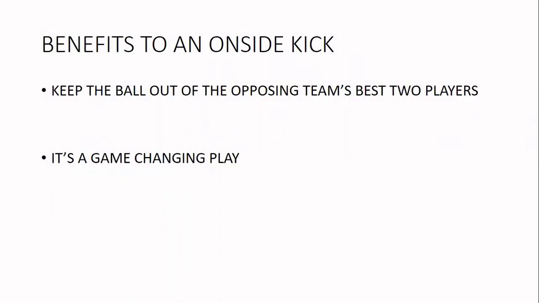Here are some benefits to kicking the onside kick. First thing, you keep the ball out of the opposing team's best two players. Most teams always put their best two players back deep to receive the ball. Many teams do not put their stronger athletes in the front row, and we like to take advantage of that. A lot of times teams will place linemen who don't necessarily have the best hands. It's not the best idea to give one or two of the best athletes a running start with the ball in the middle of the field with plenty of space to move.